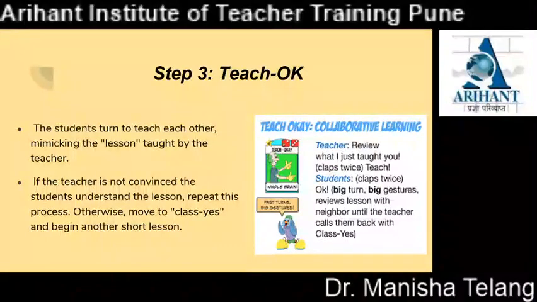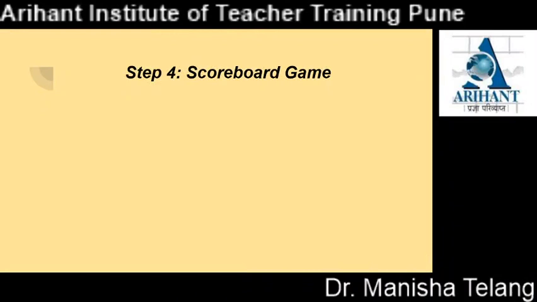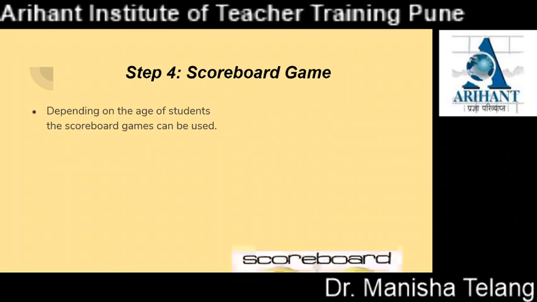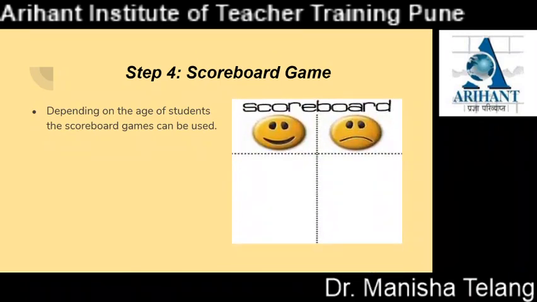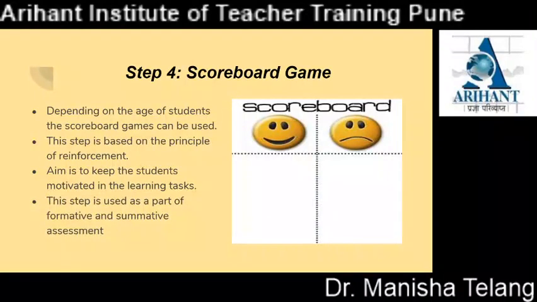Now, step 4 is the scoreboard game. Depending on the age of the students, scoreboard games can be used. This step is based on the principle of reinforcement. The aim is to keep the students motivated in the learning task. This step is used as a part of formative and summative assessment.